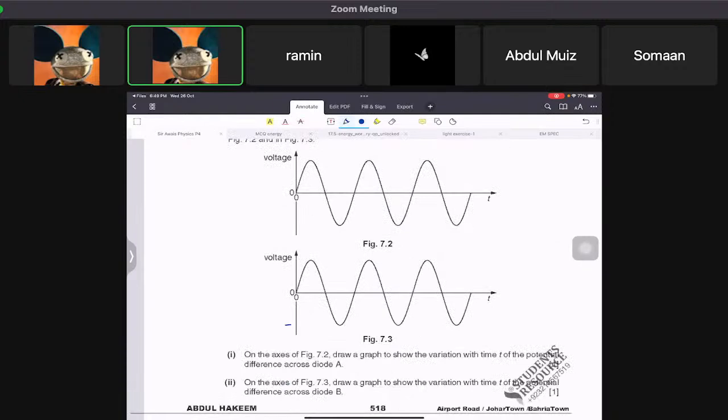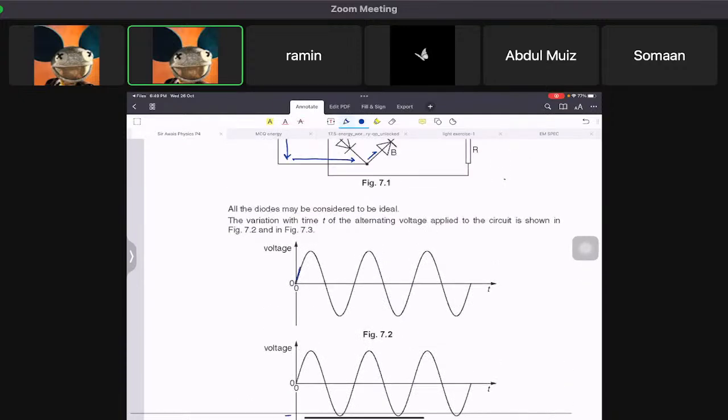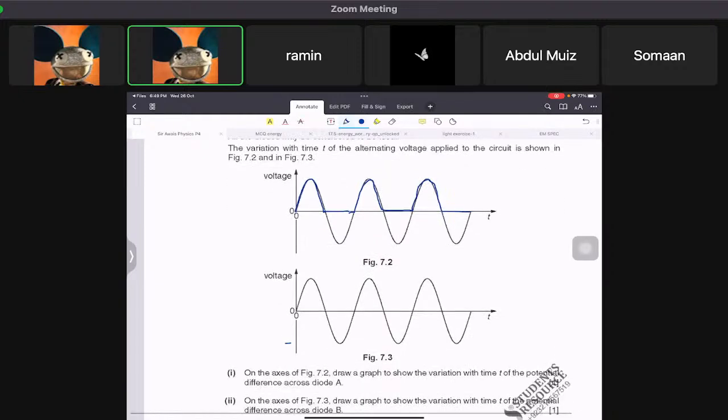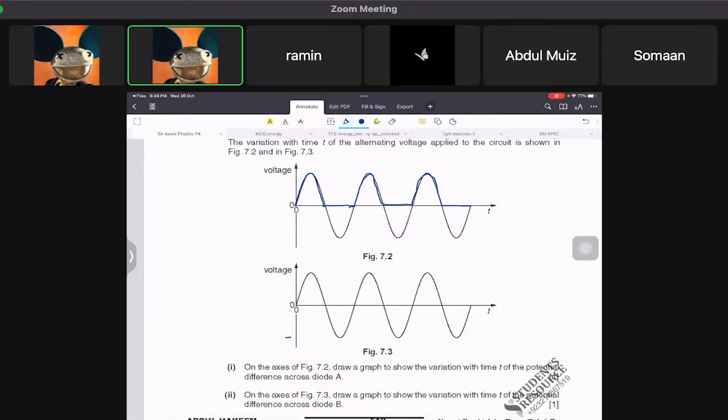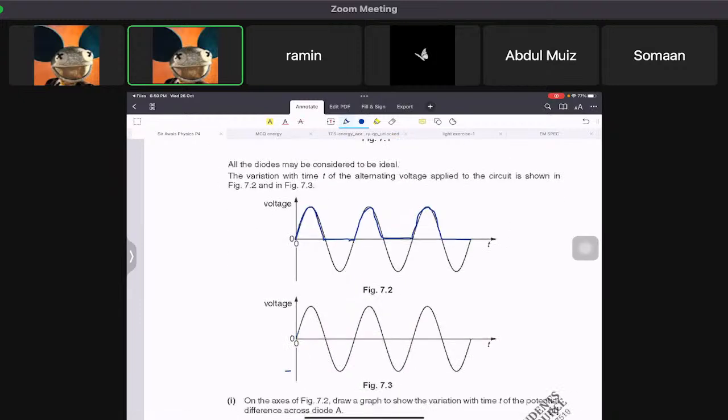It says draw a graph to show variation of potential difference across A. So I'm going to just draw like this and make a straight line, and like this and make a straight line, like this, make a straight line. Then they say, draw variation with time of potential difference across diode B. So diode B will be like here. Only blue will ever go here, so I'm going to draw something like this, exact opposite of that, like that.